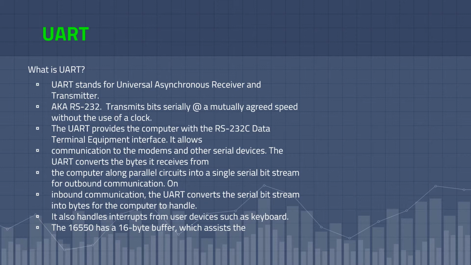Most modern internal modems most likely include a 16550 UART. The 16550 has a 16-byte buffer which assists the processor because it can be filled before the processor needs to handle the data. The steps of UART transmission are as follows.